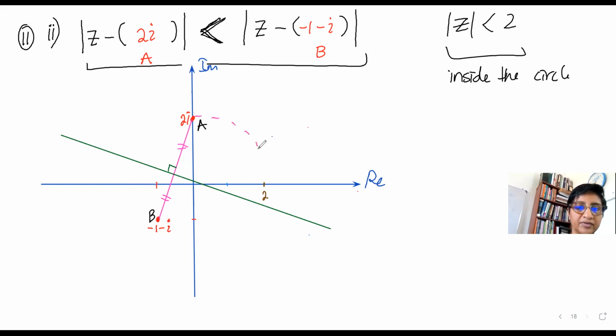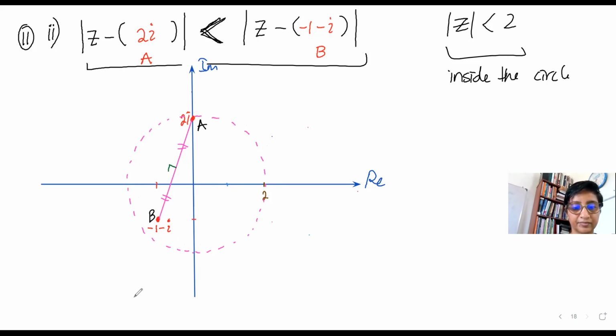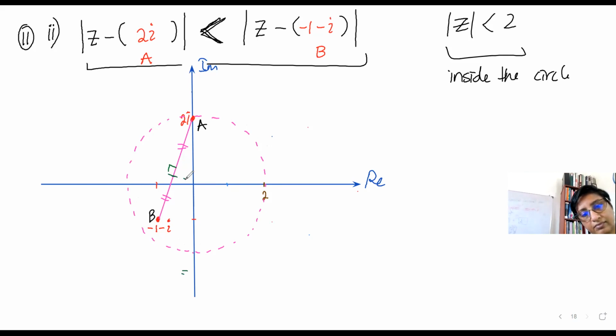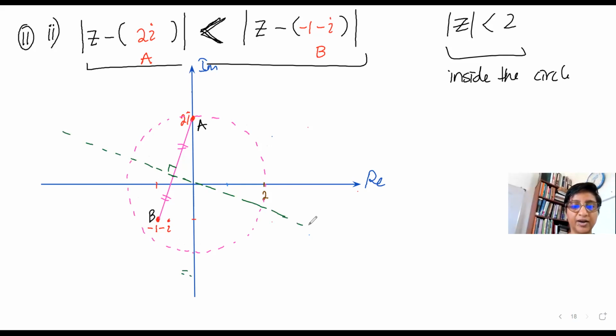It's difficult, but I will try to draw the circle like that. Oh, that's not bad. And then even the green line should be dotted. Okay, you keep your ruler and draw. And now the final region is this. That is it.